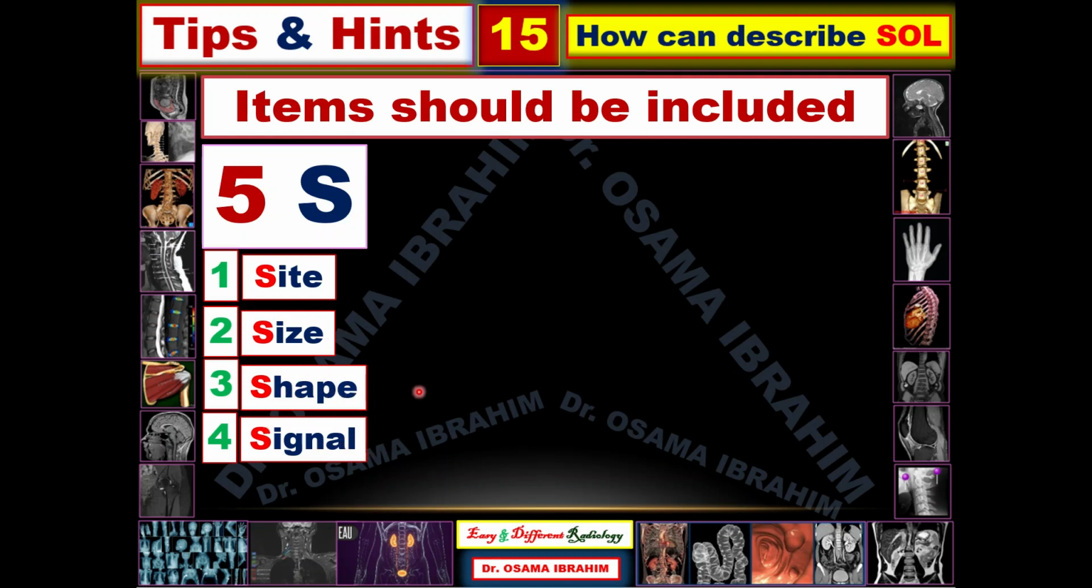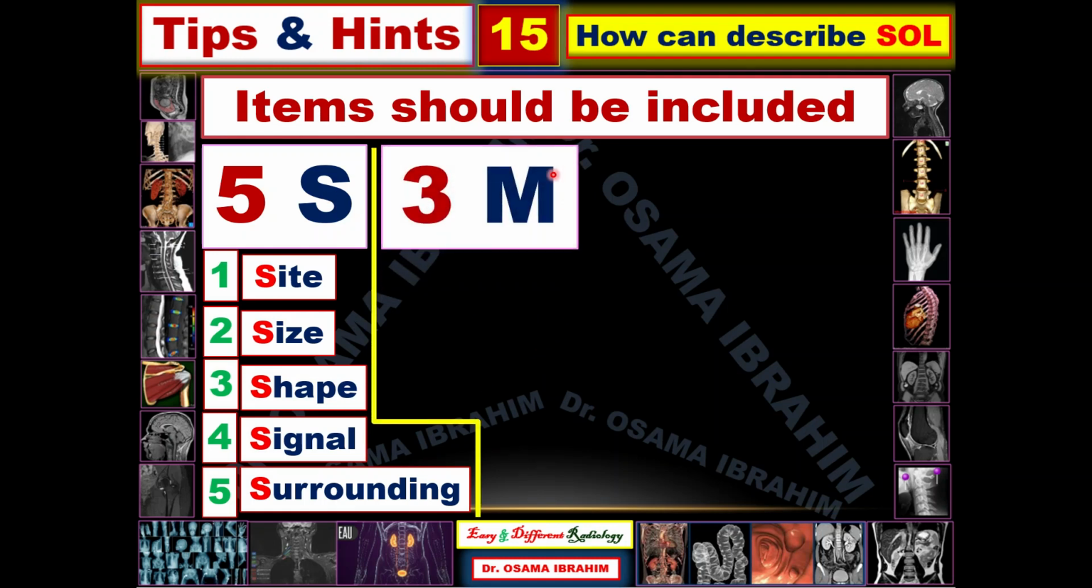The shape can be oval, rounded, rectangular, and so on. Size can be according to the measurements of the lesion, or you can mention large, small, or medium size. And site includes also the side, right or left, for example the right parietal lobe, left parietal lobe, left temporal lobe, and so on. The last S of the 5S is the surrounding of the lesion, meaning surrounding edema, surrounding pseudocapsule, or surrounding congestion. The surrounding of the lesion should be described, such as surrounding consolidation for lung lesions, and so on.